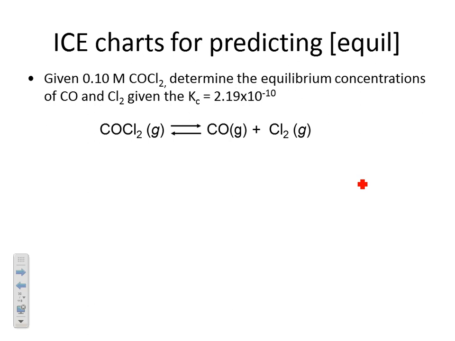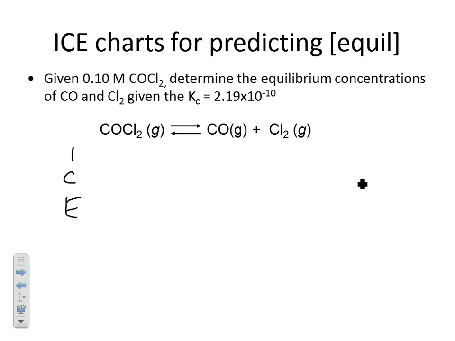So an example problem: how do you calculate concentration when you've been given K? Given 0.1 molar COCl2, determine the equilibrium concentrations of carbon monoxide and chlorine, given that the Kc value for this reaction is 2.19 times 10 to the minus 10th. So a reaction has been supplied here, so we can skip that first step of writing the reaction, but we do want to go on to the second step of our process, which is fill in an ICE chart. So I have my ICE, and I'm going to just read the problem.